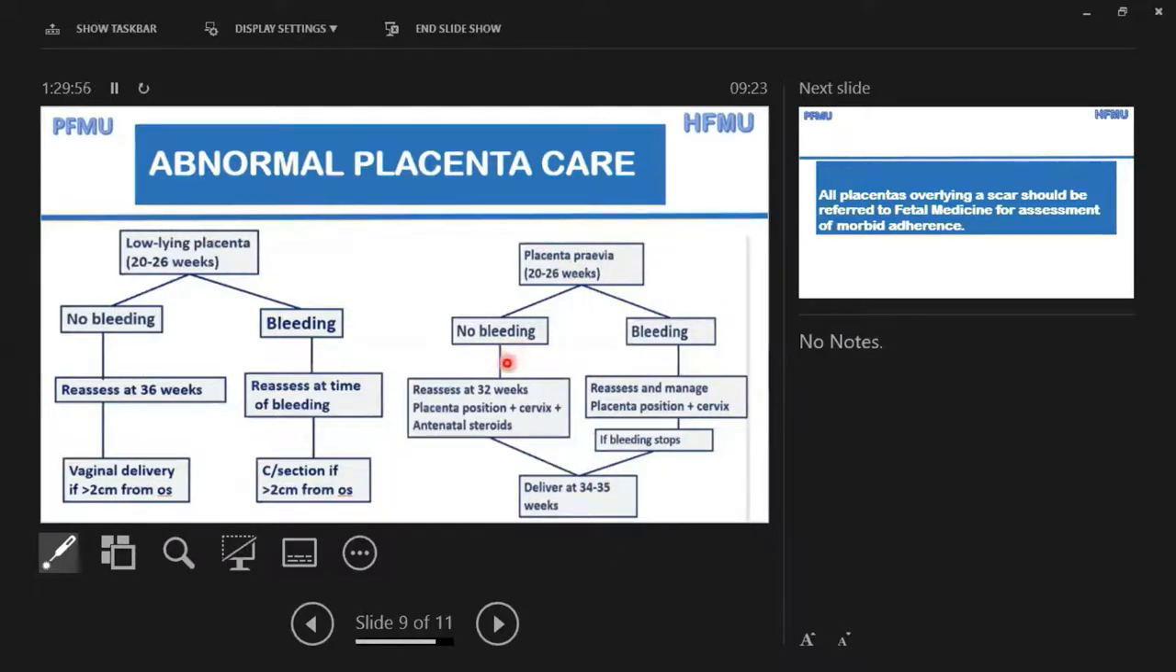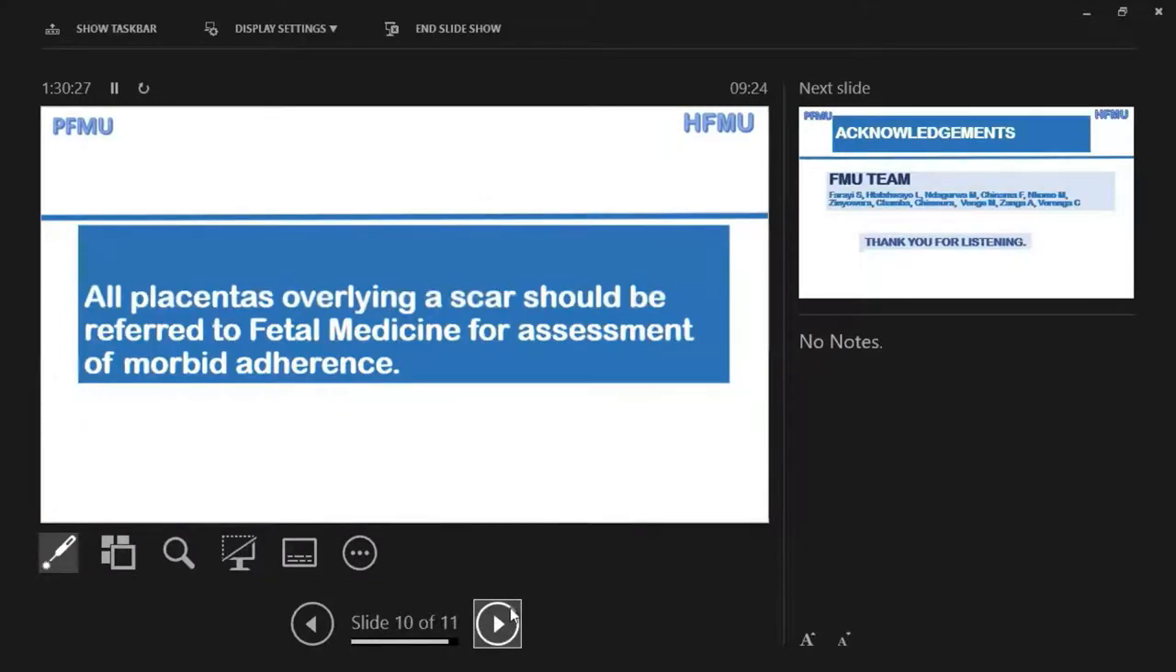The one who's not bleeding, we keep on assessing. In our unit, we see them almost every 2 weeks, assessing the fetal growth, placental location, and the cervical length. And then if she's bleeding, she's a sick patient, we don't send her home. We manage the bleeding. If she stabilizes, we keep on monitoring her, and we deliver around 34 to 35 weeks by cesarean section. All placentas overlying a scar should be referred to the fetal medicine units for assessment of morbidly adherent placenta. Are we together?